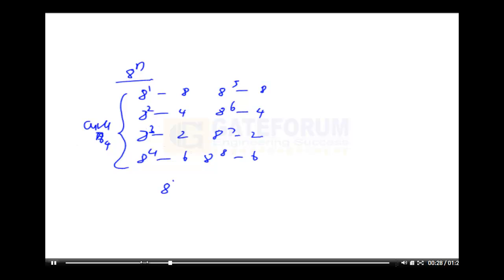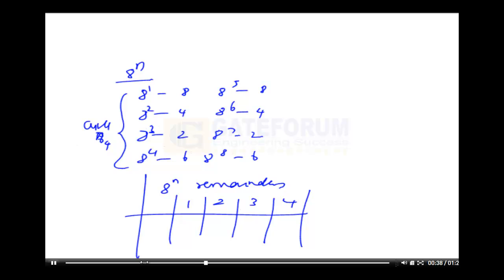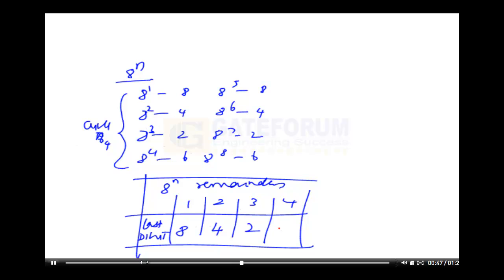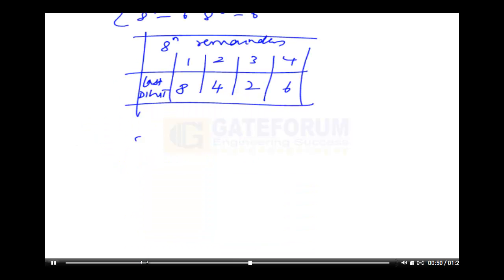Look at the table. 8 power 1. What are the remainders we have? The remainders are 1, 2, 3 and 4. We look at the last digit. 8 power 1 ends in 8. 8 square ends in 4. 8 power 3 ends in 2. 8 power 4 will end in 6. So if you say 8 power 222, 8 power 333, 8 power 444, 8 power 555, we are to divide by 4, therefore the hundredth part is not necessary.